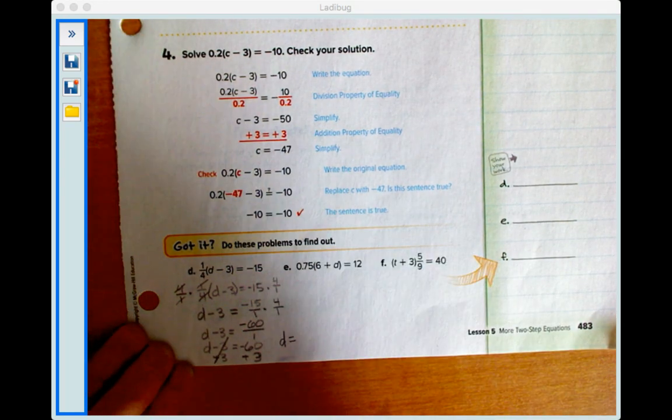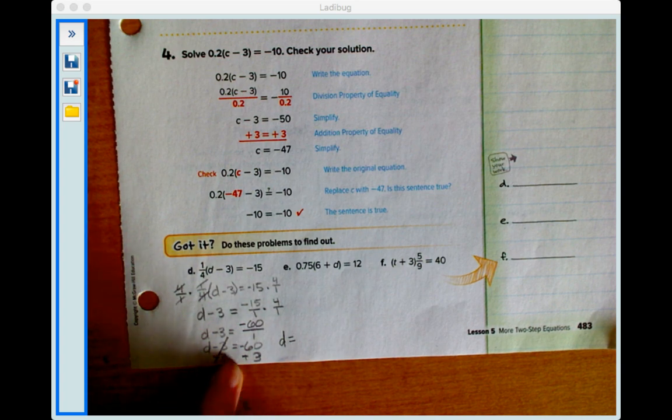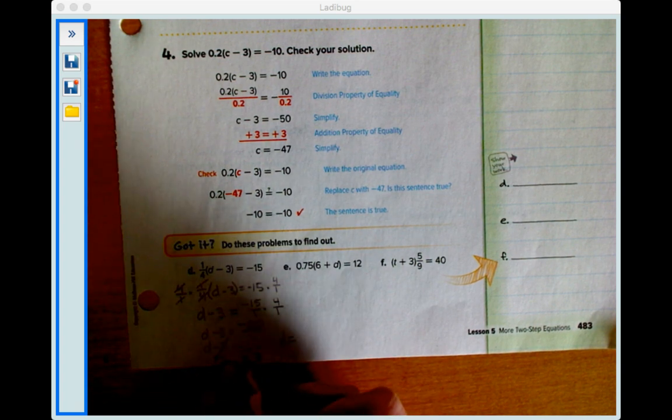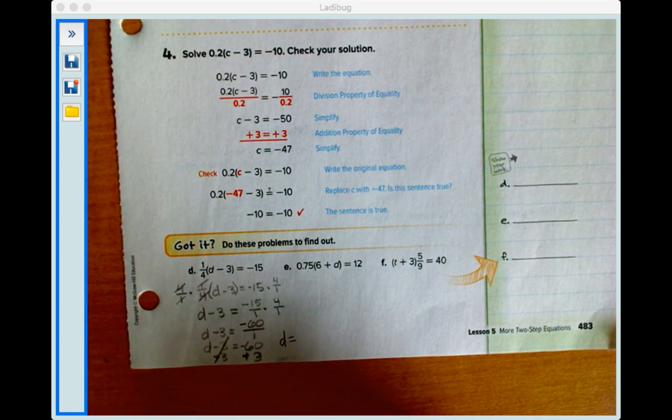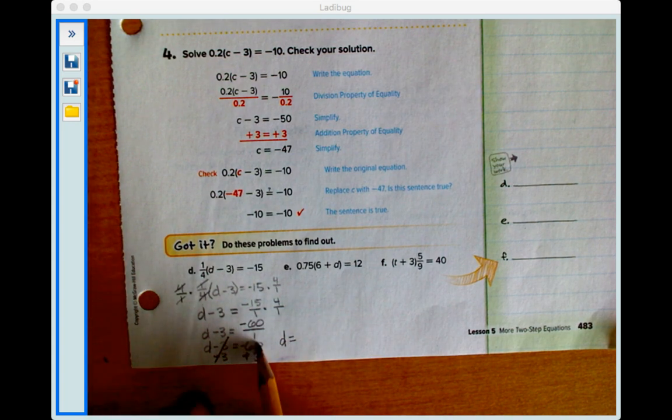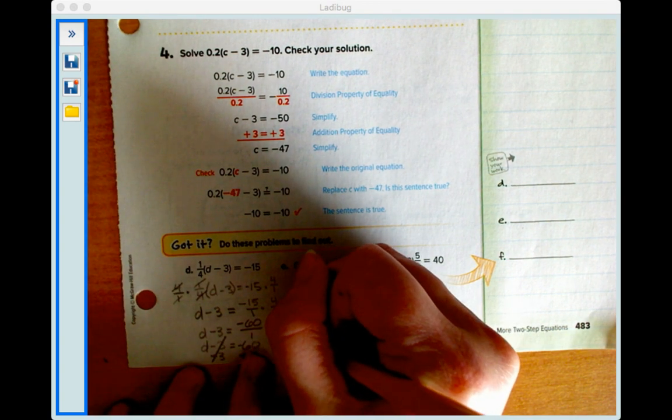D equals, when you're adding to a negative number, you're adding a positive number to a negative number, you're going to go to the right, which is going to look like subtraction. So 60 minus 3 is negative 57.